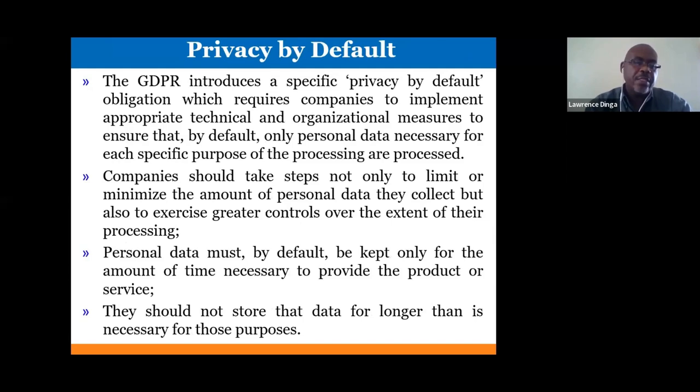So when we look at the GDPR, we also talk about what we call privacy by default. Now, this is introduced in a specific clause in the GDPR, which, as you are not looking at the GDPR itself, I have not put the clause there. But privacy by design is specifically introduced in GDPR, and it is specific to the privacy by default obligation, which requires companies to implement appropriate technical and organizational measures to ensure that by default, only personal data necessary for each specific purpose of the processing are processed.